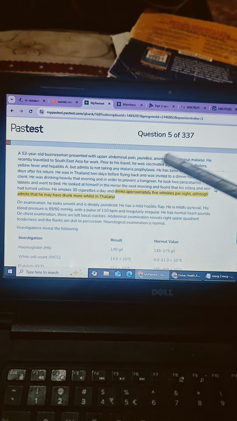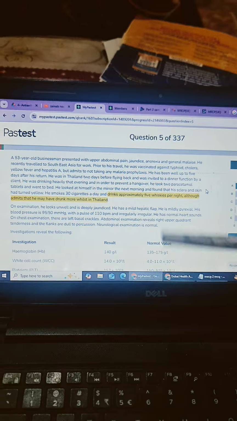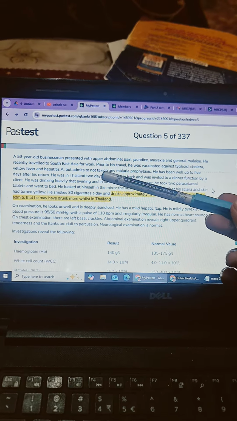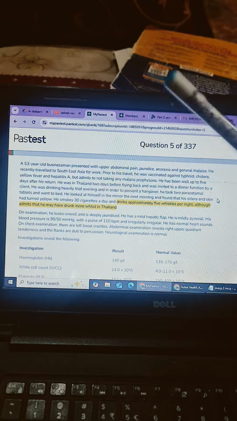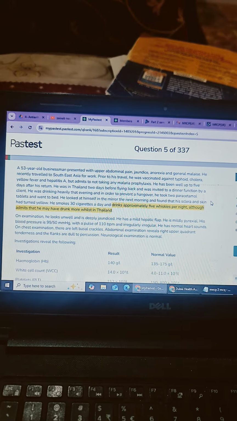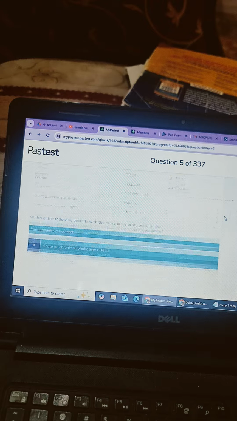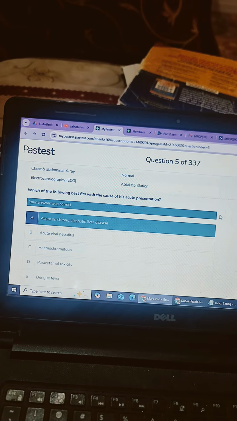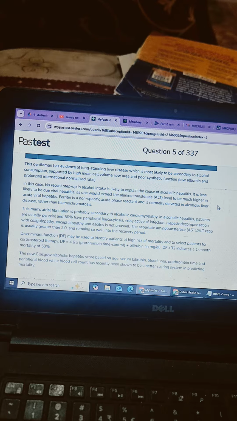So now this is a scenario: a 53-year-old businessman who presented with upper abdominal pain, jaundice, and anorexia. This is his history, and he was diagnosed as a case of acute and chronic alcoholic liver disease. Now we are going to study something about it.